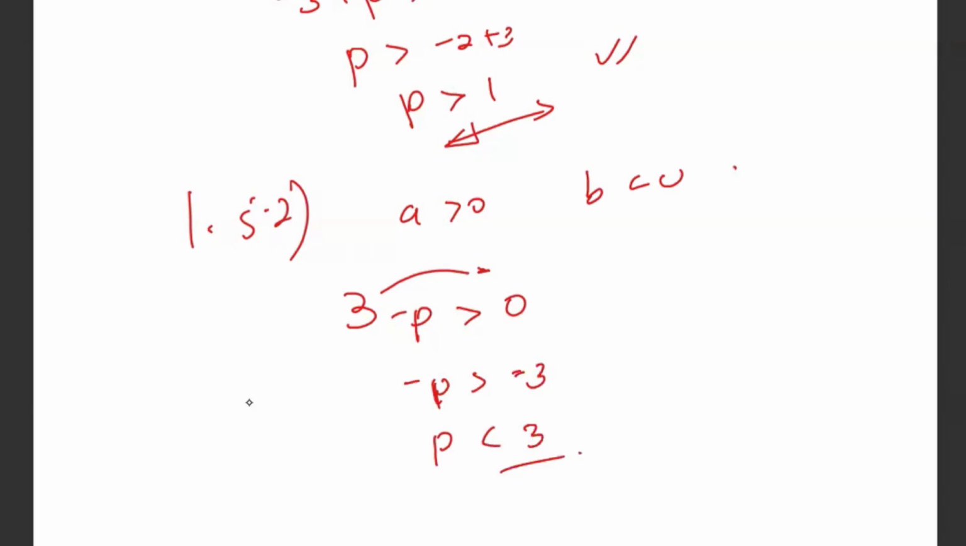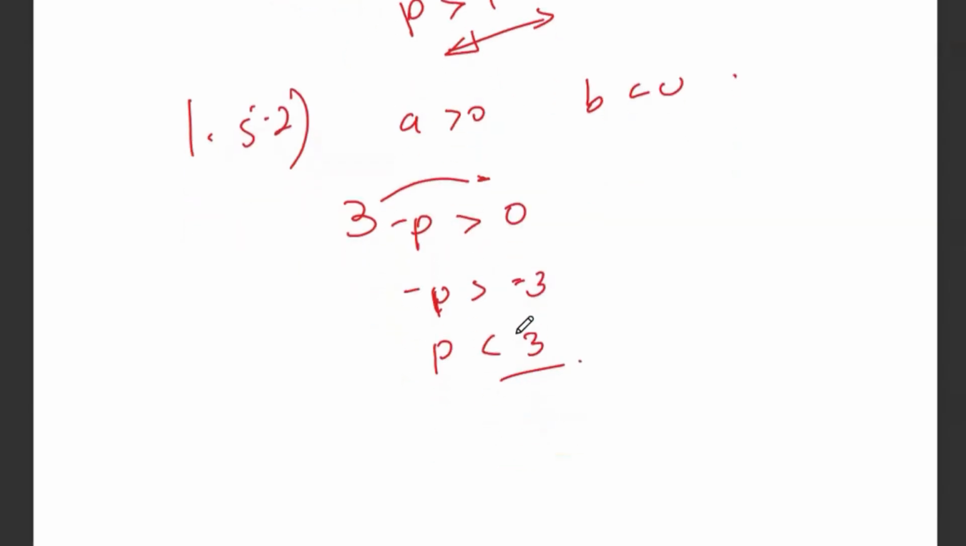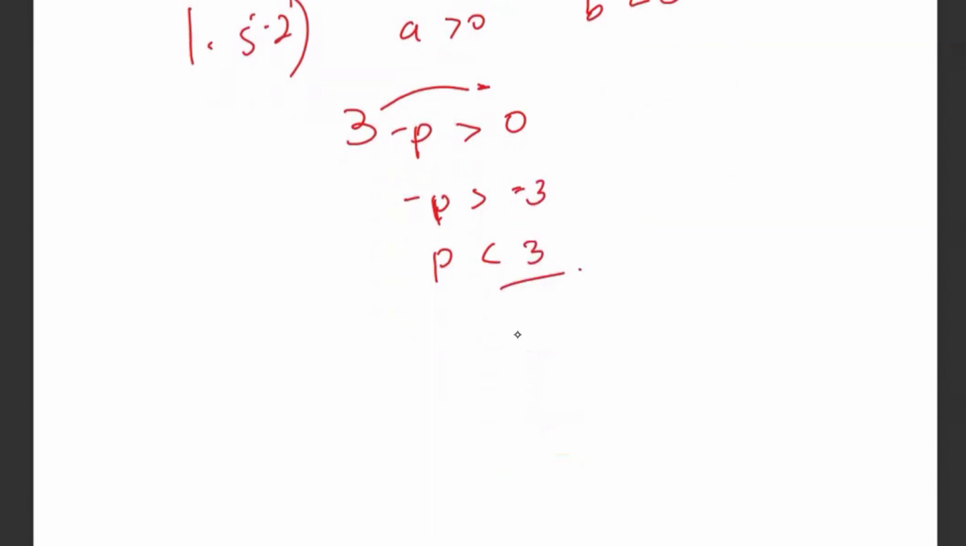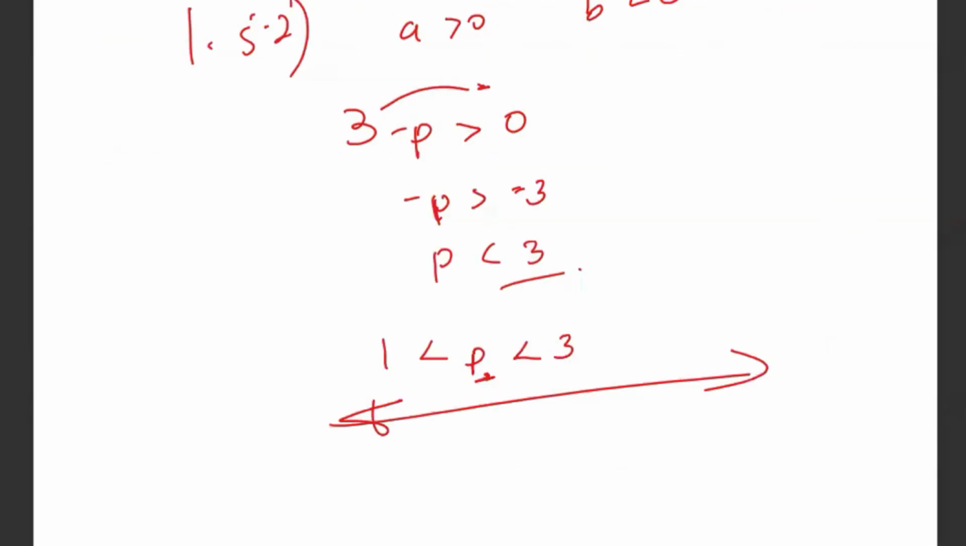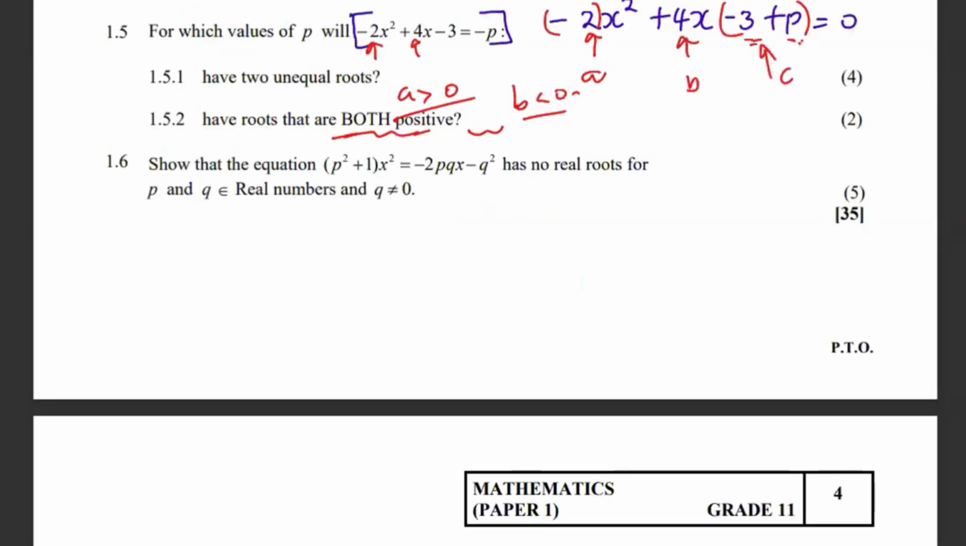Since our c is above 0, 1 should be less than p and then less than 3. So that is the condition for p. p must be between 1 and 3. Okay, so that is how we would have gone about 1.5.